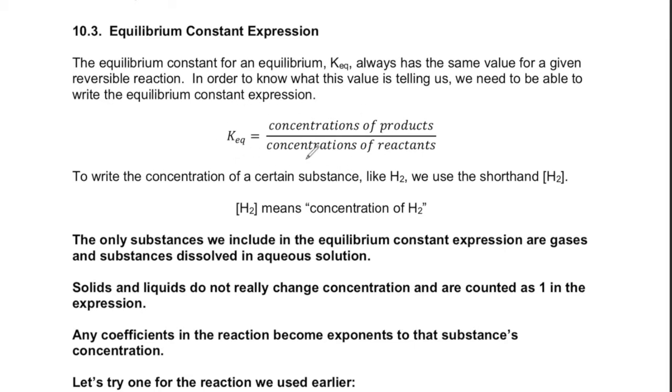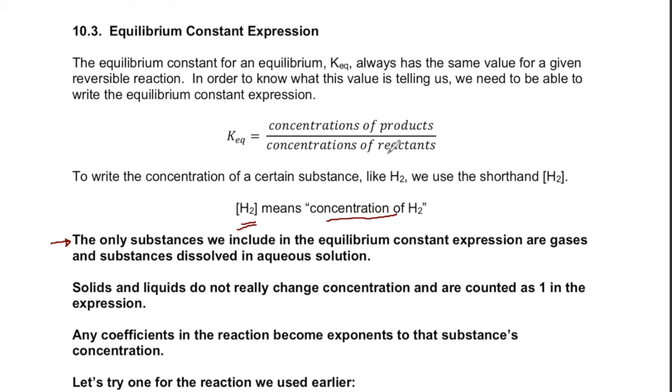This is the general setup, that we have the concentration of products in the numerator, the concentrations of reactants in the denominator. We have this shorthand here. If you write a chemical formula in some brackets, then that means the concentration of that substance, so that we don't have to keep writing concentration a lot of times all over the place. It's a long word.